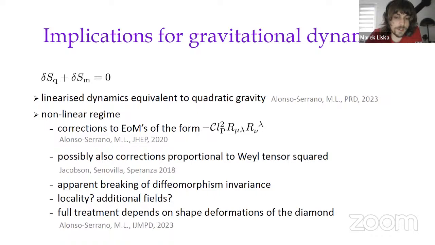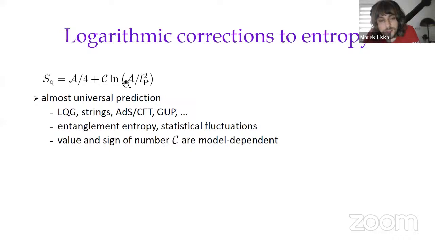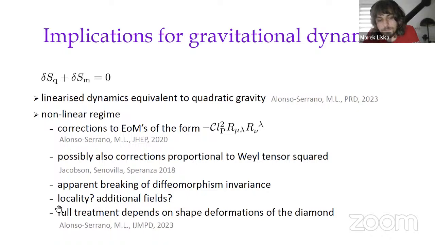Another option is maybe the theory is no longer local. The logarithmic correction to entropy, obviously, is a non-local thing. You have to first compute the area, and then you introduce a function of it. So again, there is plausible evidence that locality might be broken. And the third option, the only one that allows us to keep both locality and diffeomorphism invariance, is that we introduce additional fields, at the very minimum a scalar degree of freedom for gravity. And that, again, would make sense. Anyway, the full treatment is difficult because we would depend on how the horizon of the diamond deforms under small variations, and it gets messy, but we think we can do that in the future.